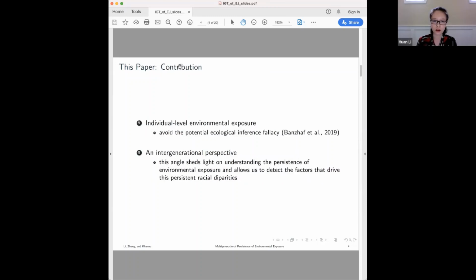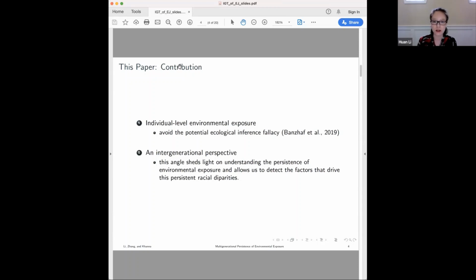So the contribution of this paper is, most environmental justice papers only focus on the aggregate level. Basically, they link, for example, air pollution or water pollution in one area with the demographic profile of that area, and see the correlation between the two variables. But in our paper, we look at this correlation at the individual level. Basically, we want to look at every individual's exposure and where you live. So that is the first contribution.